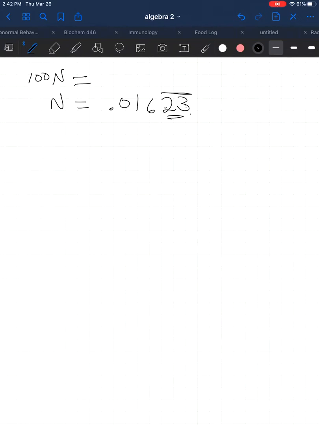Now, when you multiply by 100, remember, you move the decimal over 2 places. Okay, so this is going to be 100n. This decimal is going to move to right here. So we have to line up the decimal very carefully. The new equation becomes 1.623. And that little repeating bar means I can write it as many times as I need to, right? It just keeps repeating. Okay. Now, subtract these two equations.